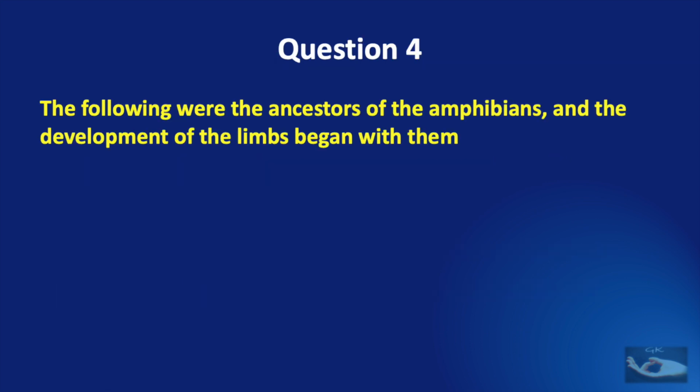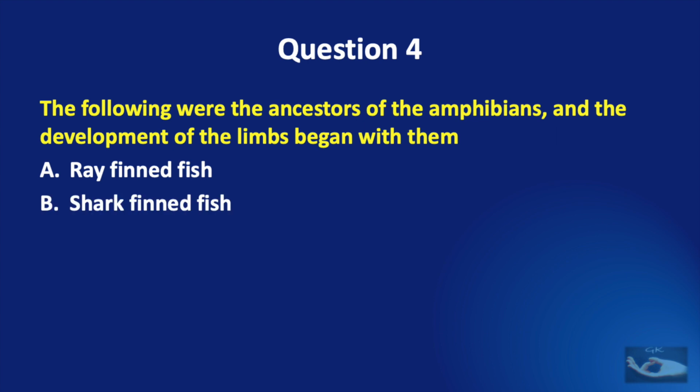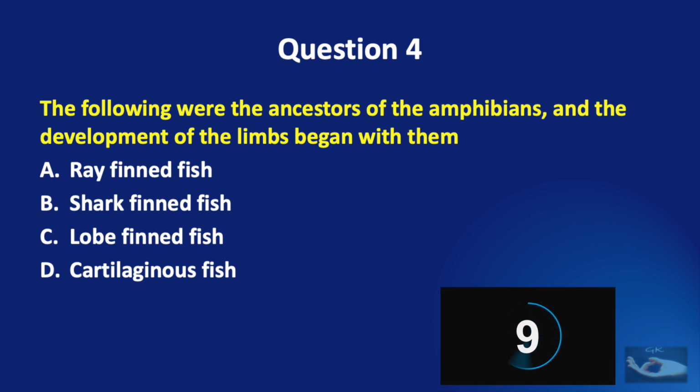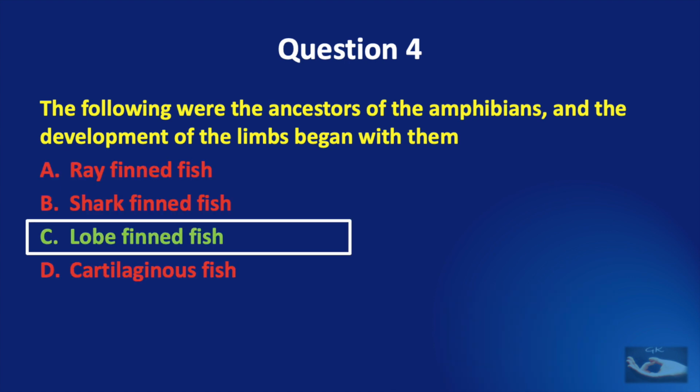Question number 4. The following were the ancestors of the amphibians, and the development of the limbs began with them: the ray-finned fish, the shark-finned fish, the lobe-finned fish, or the cartilaginous fish? And the answer is the lobe-finned fish.